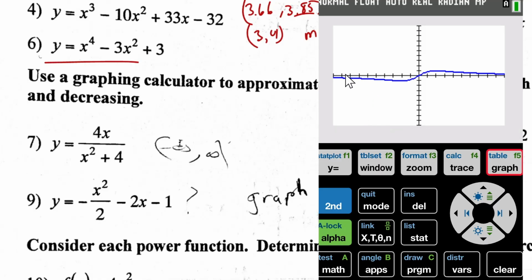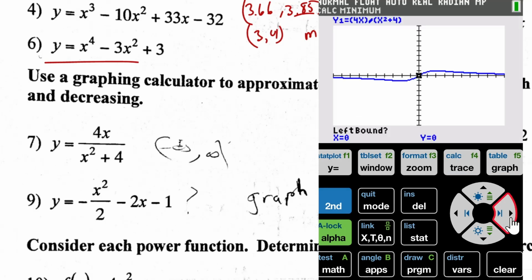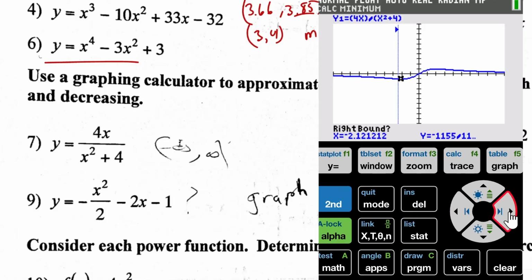And I see it has a segment of decreasing, then increasing, then decreasing. And the boundaries between those will be the maxes and the min. So second calc min, left bound, right bound. Okay, so the very minimum occurs at x equals -2. So I know this function is decreasing from all the way from negative infinity all the way up until -2.